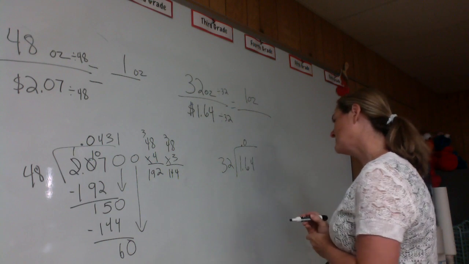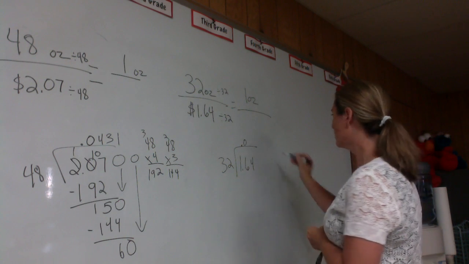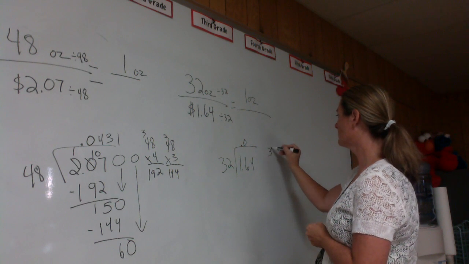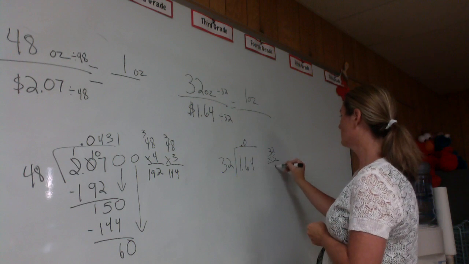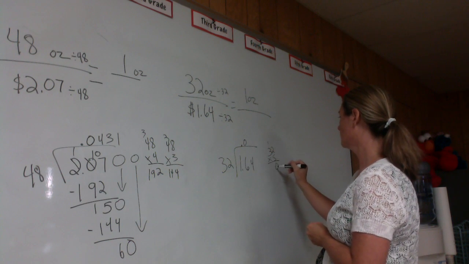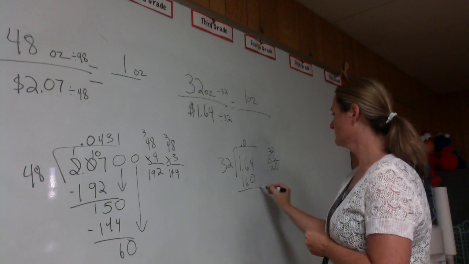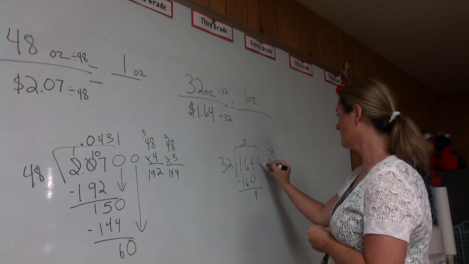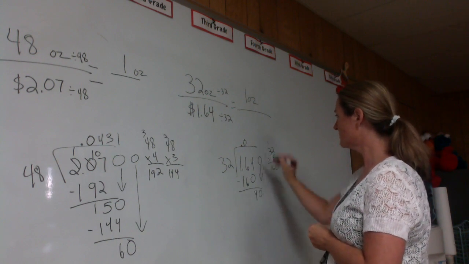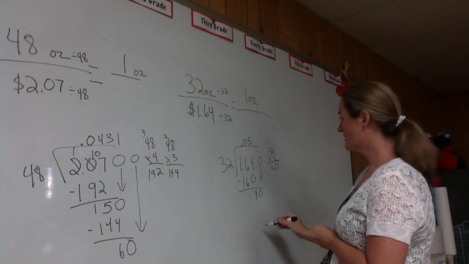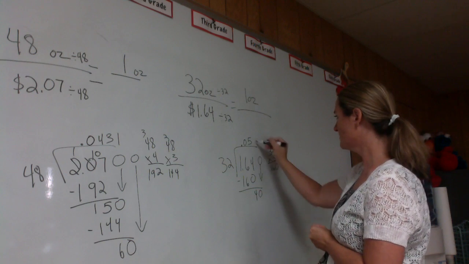Now, about how many times? Let's try 5. Oops, 160. Annex a 0, bring it down. 32. Oops, I almost forgot to put the 5 up there. And then annex a 0, give me a 1.